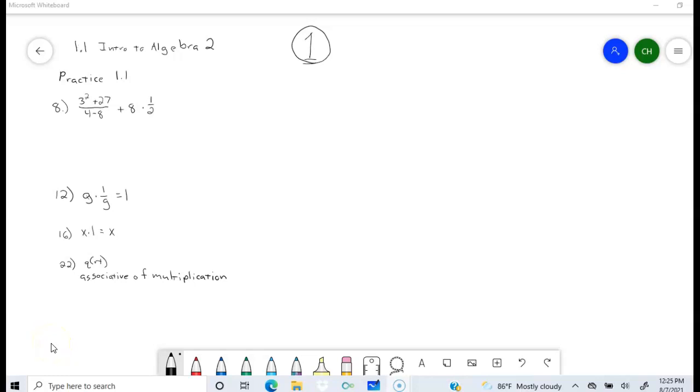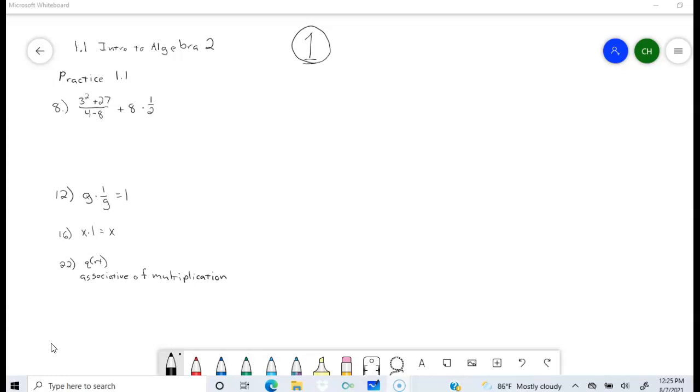Welcome to Algebra 2, Section 1.1, Intro to Algebra 2. This is mostly going to be review of stuff you've already done. All of the definitions are already put into Quizlet, so be sure to review that and be familiar with them. We're going to start on Practice 1.1.